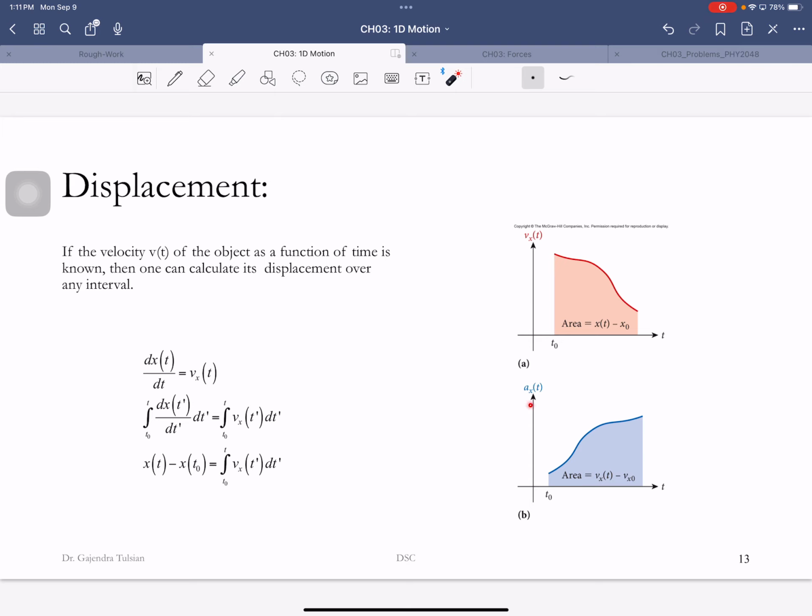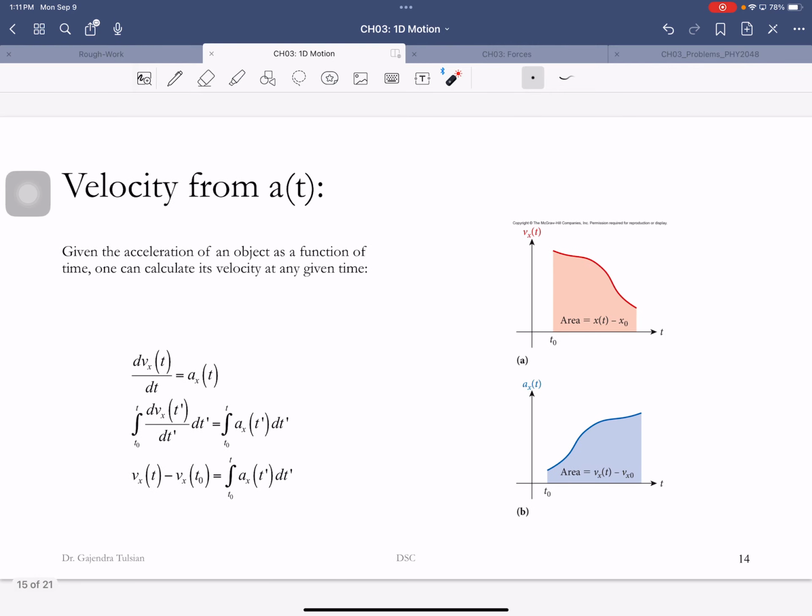Similarly, you can show that when you plot acceleration as a function of time, the area under that curve is the change in velocity between these two instants. And don't worry about it, you don't have to remember this. That's just a little thing that we are pointing out. All right.